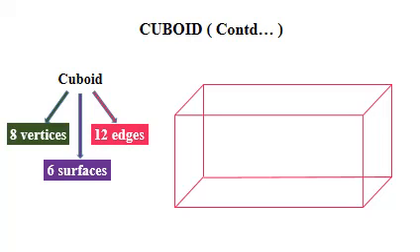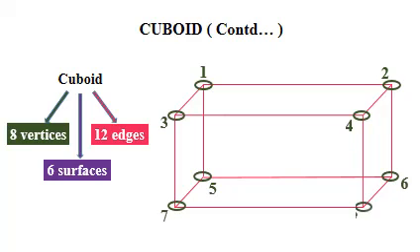Now let's count the 8 vertices in a cuboid. Vertices is the plural of vertex, which means we are going to count 8 corners of a cuboid. 1, 2, 3, 4, 5, 6, 7, and 8. So a cuboid has 8 vertices.